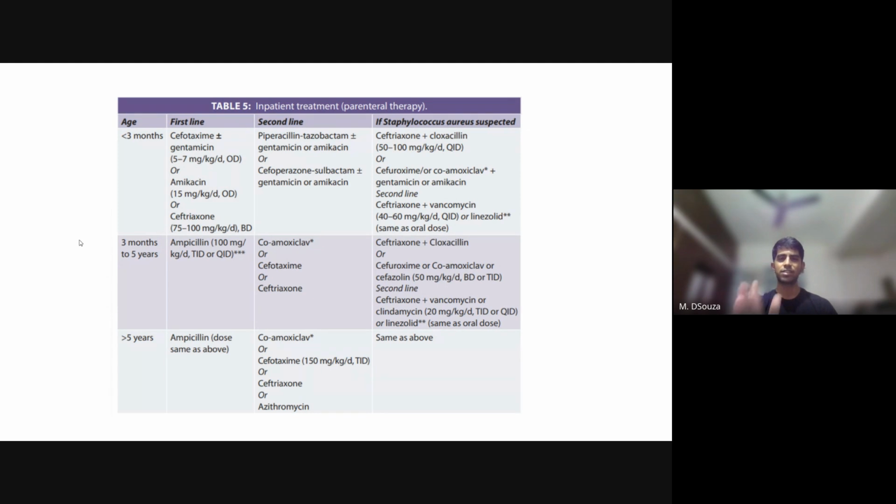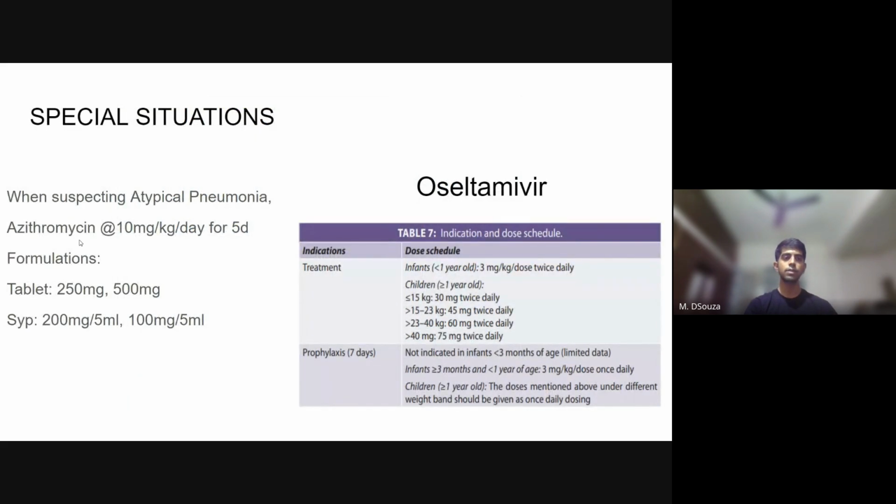The general guideline which we would follow as to when to switch to oral is when the child is subjectively looking better, or number 2, when the child defervesces. Okay. Special situation, as mentioned, in terms of atypical pneumonias, you would consider giving azithromycin.